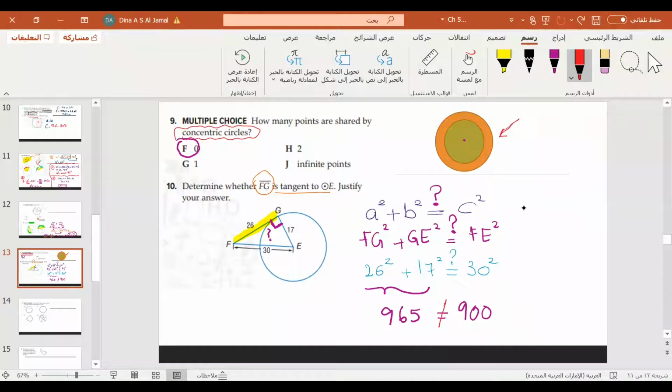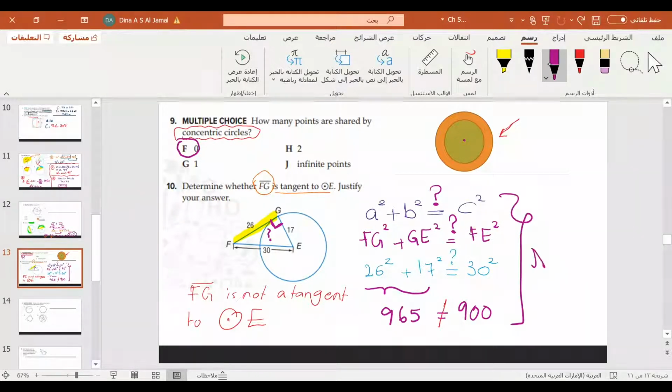That means your FG segment is not a tangent to circle E. And we justified your answer that it will not be forming a right angle triangle. Good.